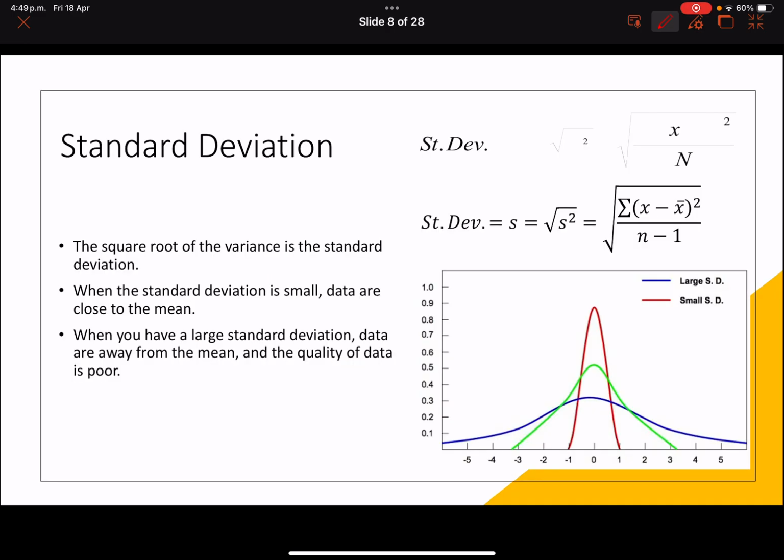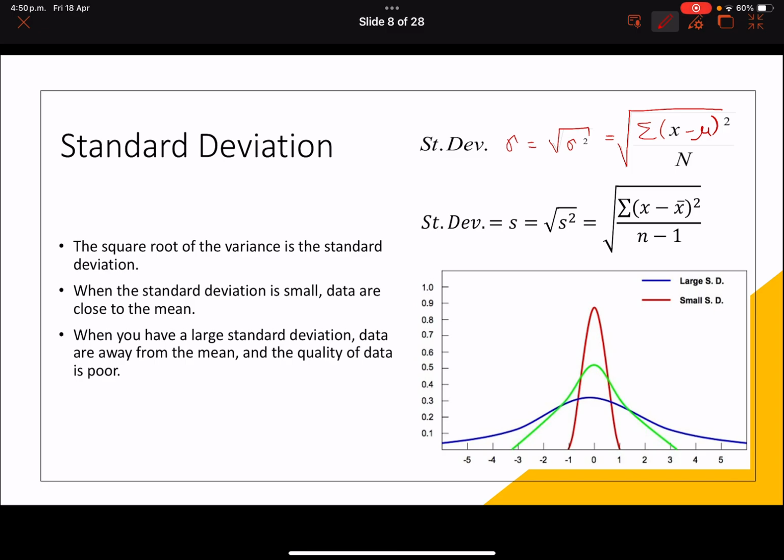The standard deviation is the square root of the variance. So if we already have the variance, we just take the square root of it. Let me just complete this formula. We just take the square root of it, and that would be my standard deviation. The standard deviation is actually the plus minus that we see in a lot of places.